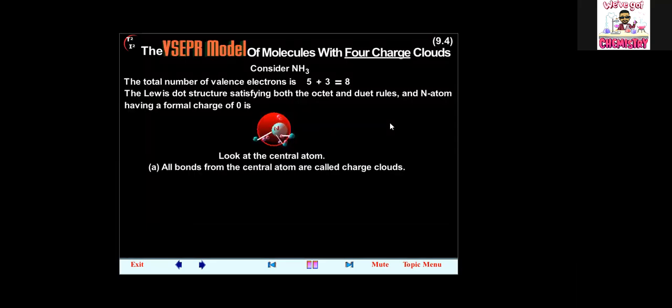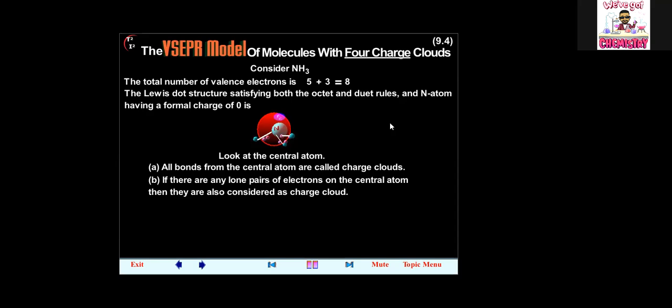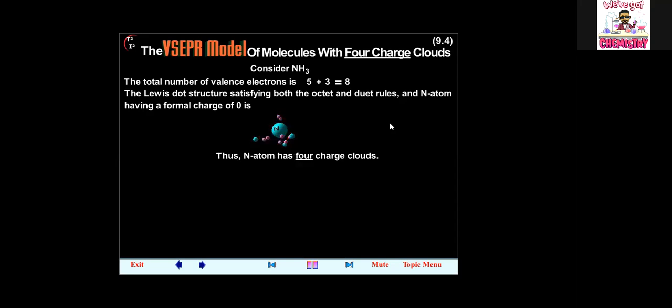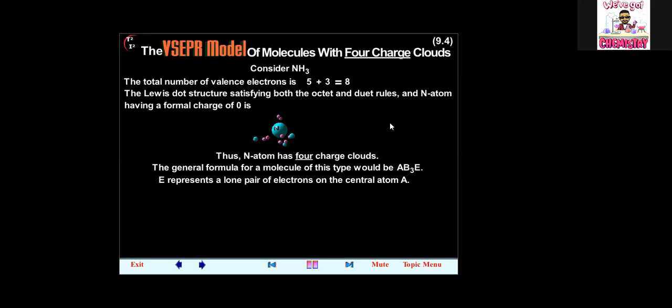Look at the central atom. A. All bonds from the central atom are called charge clouds. B. If there are any lone pairs of electrons on the central atom, then they are also considered as charge clouds. Thus, the nitrogen atom has 4 charge clouds. The general formula for a molecule of this type would be AB3E. E represents a lone pair of electrons on the central atom A.